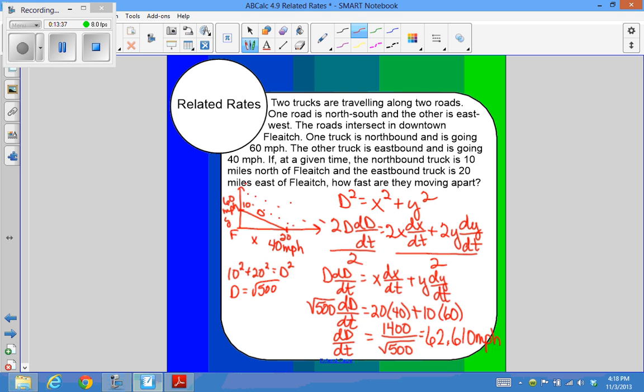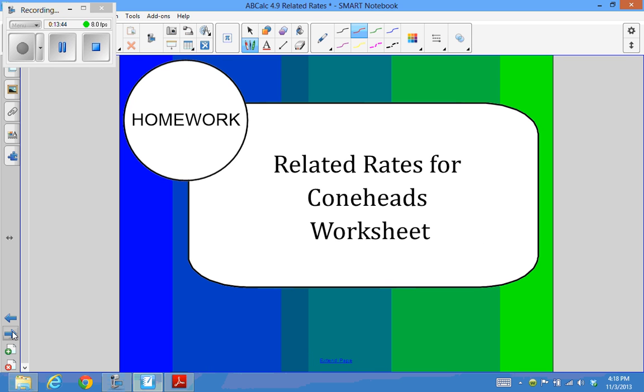How fast are they moving apart? I had another screen in case it took us a lot more space, but it didn't. And so when you come in, we'll start to work on the related rates worksheet and see if we can get that knocked out.